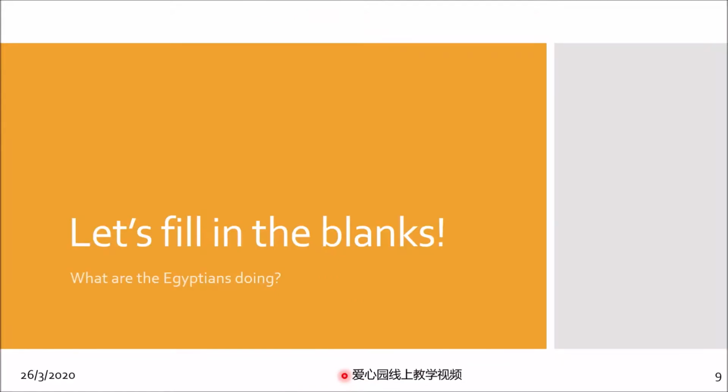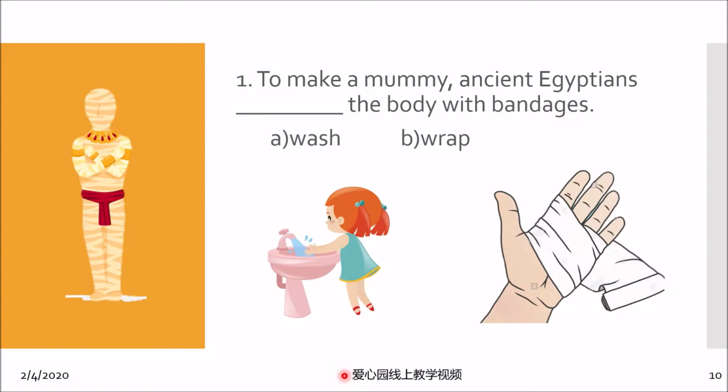Let's fill in the blanks. What are the Egyptians doing? Look at this. This is a mummy. To make a mummy, ancient Egyptians A. wash, B. wrap the body with bandages. Which do you think is the correct answer? Yes, the correct answer is wrapped. Wrap is an action of covering something up. This mummy is covered in bandages, so it is wrapped.